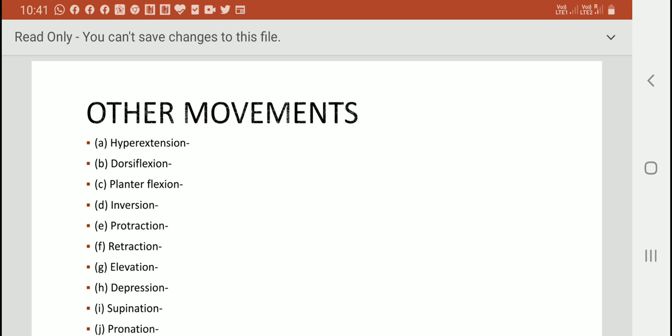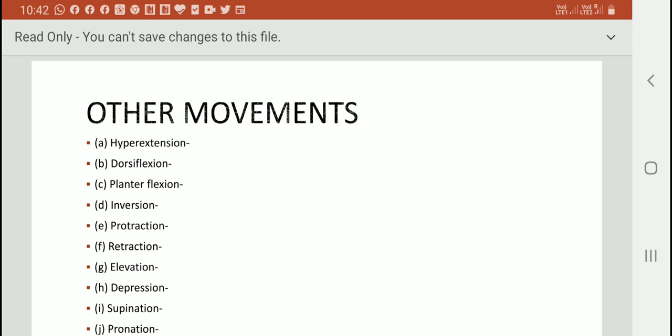Clear? Now we have to read about inversion. Inversion is turning the foot so the sole faces medially. Turning the foot so the sole faces medially is called inversion.